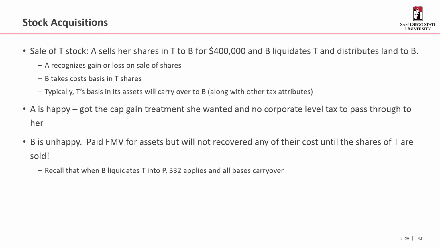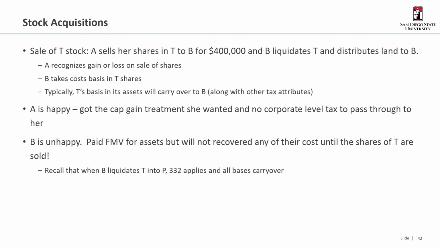Now we can look at this third perspective, which is, what if instead T sells the stock to B? So in this case, it's actually A selling the stock. So the sale of T stock, A sells all her shares in T to B for $400,000. Then B liquidates T and distributes the land up to B. So let's think about how that would play out. A is going to recognize gain or loss only on the sale of shares. Ooh, that's very exciting to them, right? Because now there's not two layers of tax for A, there's only one.